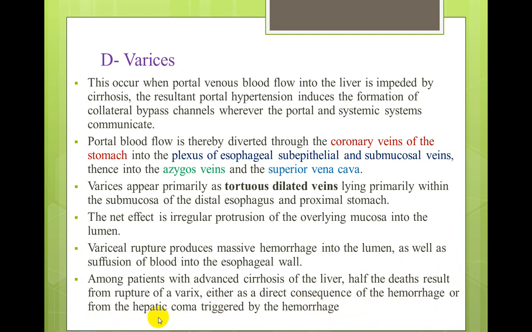Why do we get hepatic coma? Because originally we have an impairment of the blood flow in the portal circulation because of the bridging fibrosis and the cirrhosis. And now we have a superimposed reduction of blood flow because of excessive hemorrhage from the submucosal variceal veins in the esophagus.